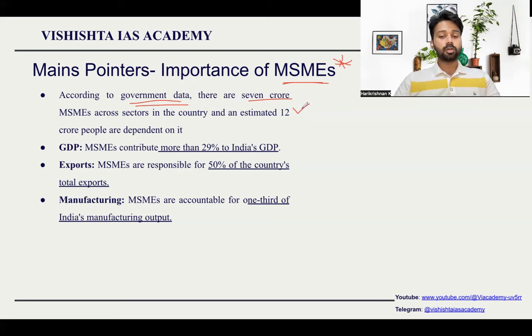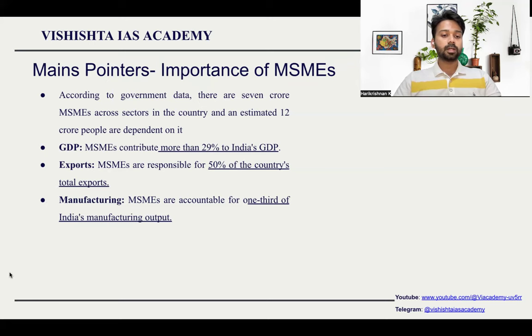The MSME sector's contribution to the GDP is 29%, which is very high. Out of the total exports of India, 50% of the exports come from MSMEs. Out of the total manufacturing, MSMEs account for 1/3 of India's manufacturing output. I very strongly recommend everyone to study this and remember each and every point, take a note of it somewhere, so that for mains it will be extremely helpful.